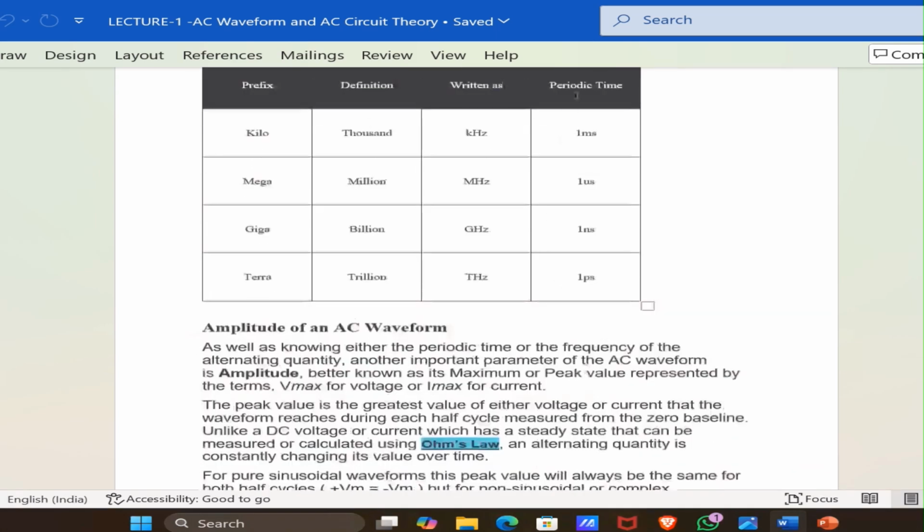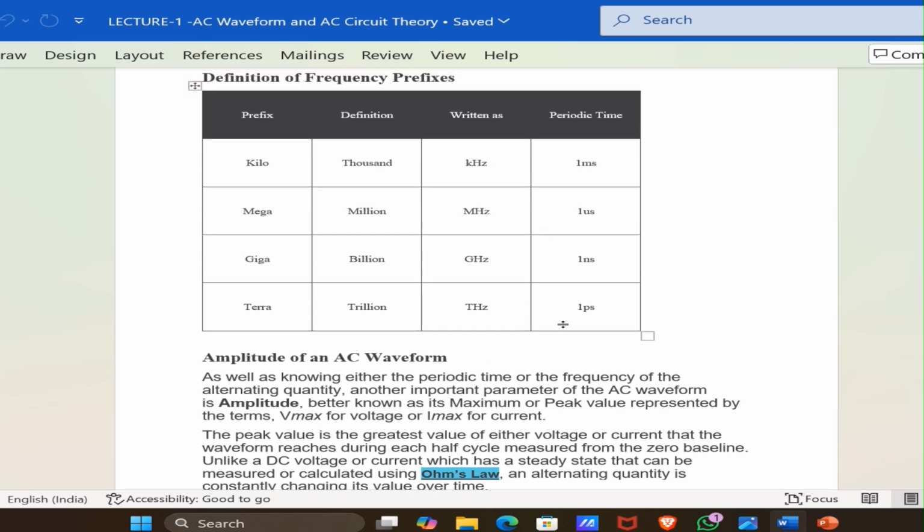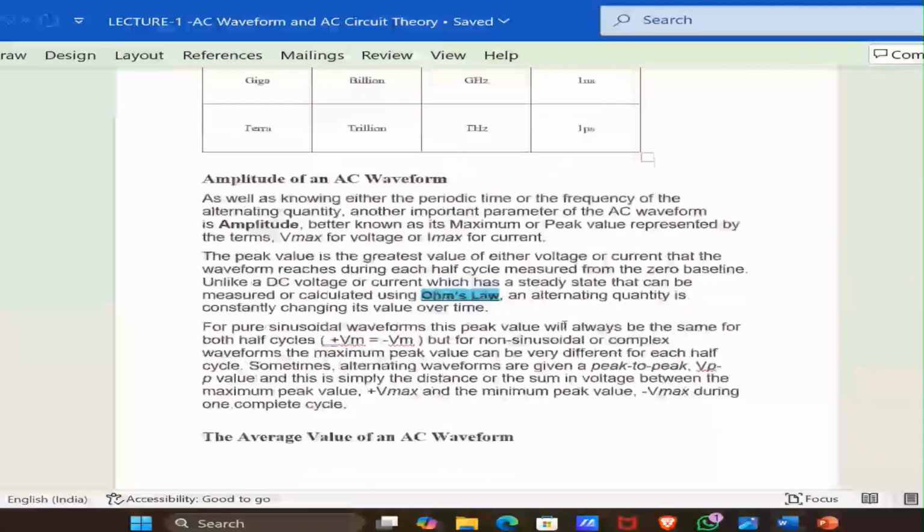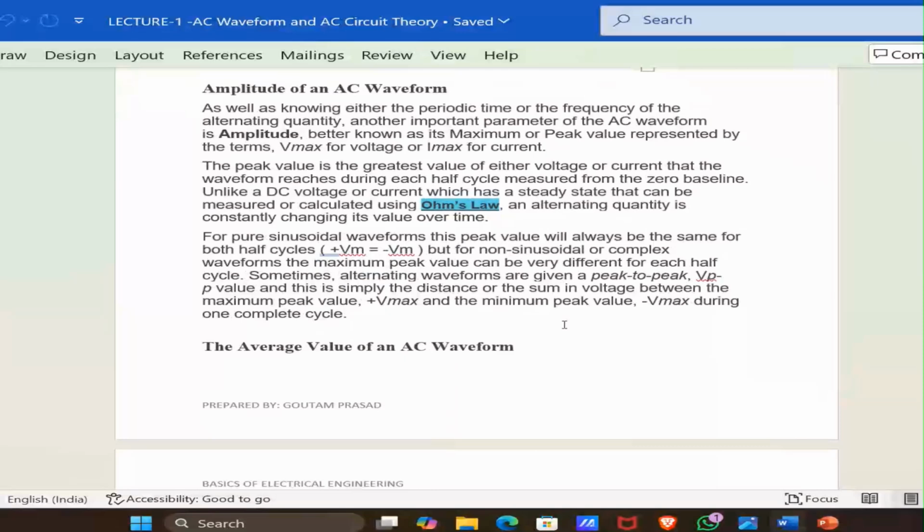So, as you are seeing in this last column, the time is becoming smaller and smaller. Like millisecond is more than microsecond, microsecond is more than nanosecond, and nanosecond is more than picosecond. So this is the relationship.